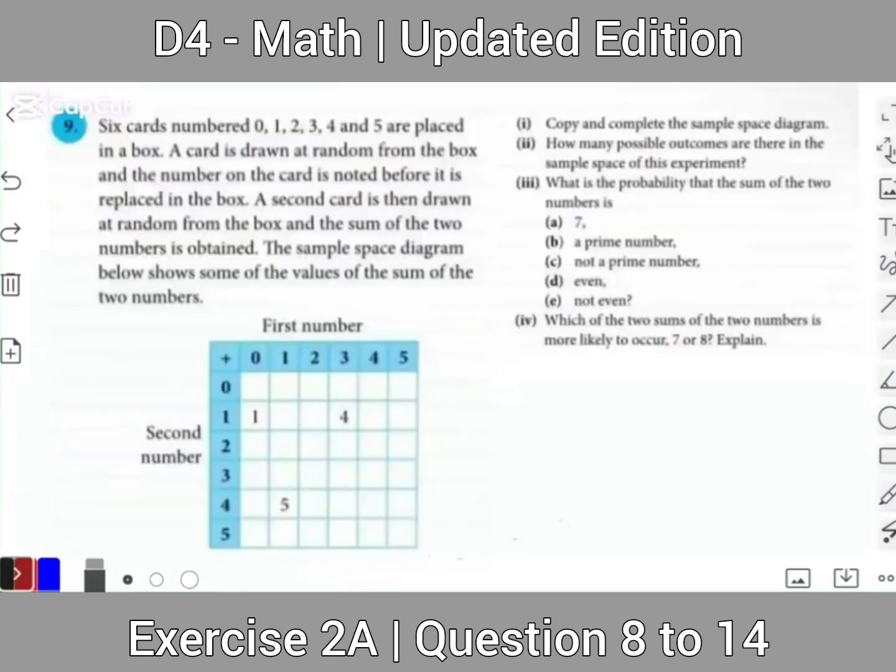Now question 9. Six cards numbered 0, 1, 2, 3, 4, and 5 are placed in a box. A card is drawn at random from the box and the number on the card is noted before it is replaced in the box. A second card is then drawn at random from the box and the sum of the two numbers is obtained. The sample space diagram is shown below, showing the sum of the two numbers. So it means it is given that we have to sum the two numbers.